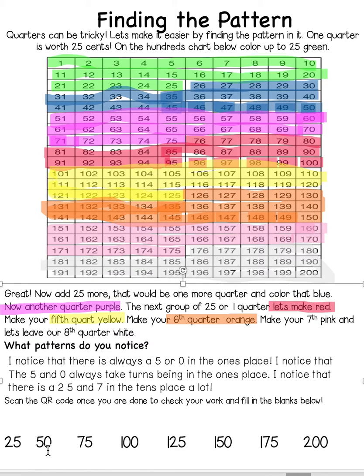So we have that 5, 0, 5, 0, 5, 0, 5, 0. We have that 2, 5, 7, change. 2, 5, 7, change. Okay? This is what I want you to really start to notice in finding these patterns. Good luck.